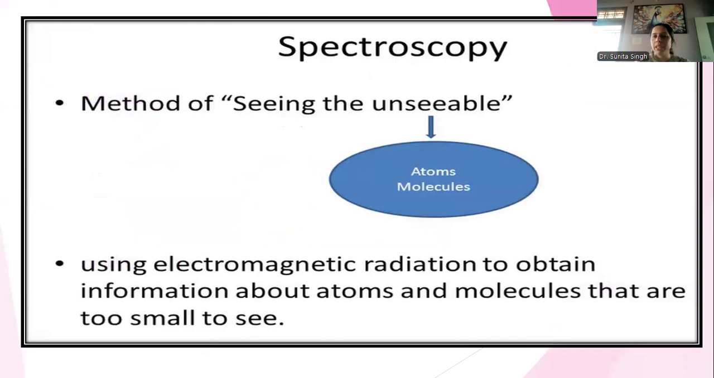Spectroscopy means a method for seeing the unseeable, which we can't see directly. So for that purpose, we utilize spectroscopy. We have different types of spectroscopy like UV spectroscopy, IR, NMR, and they usually use electromagnetic radiations to obtain information about atoms and molecules that are too small to see.